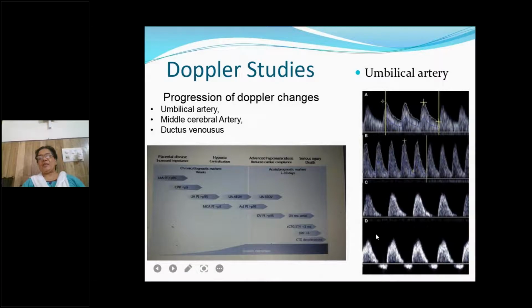So when there is an absent or reversed end diastolic flow, after this normally the changes in the ductus venosus are seen, and at the time when the umbilical artery Doppler shows absence or reversal of diastolic flow, we start monitoring the fetus with the ductus venosus.